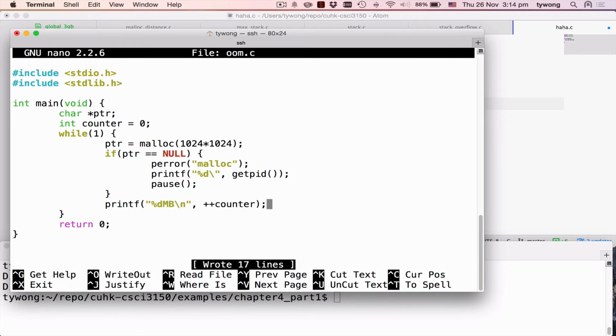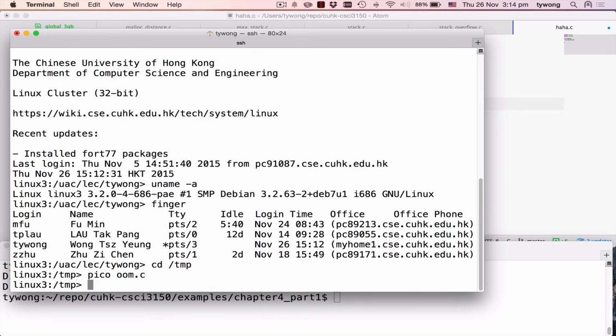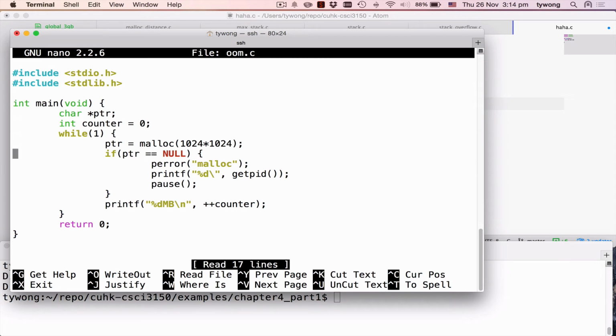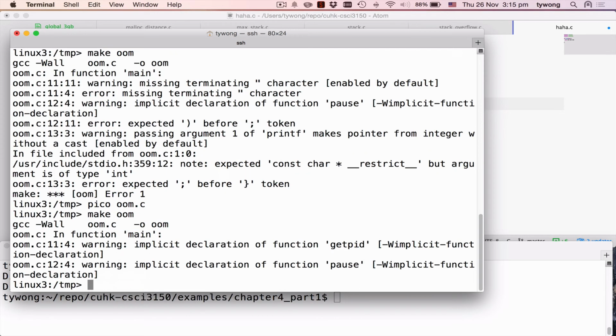So is there anything missing? No. Wait, no one tells me. Where? PID? Oh, yeah. Why didn't you tell me? Okay, it just complains that I didn't include some header file. Don't care. Let's go.